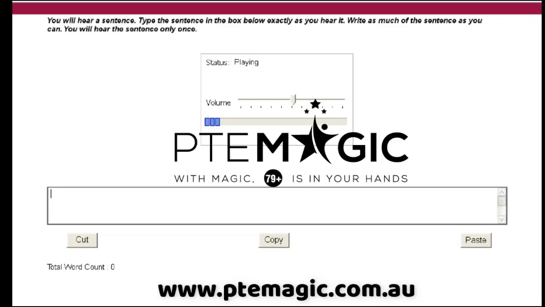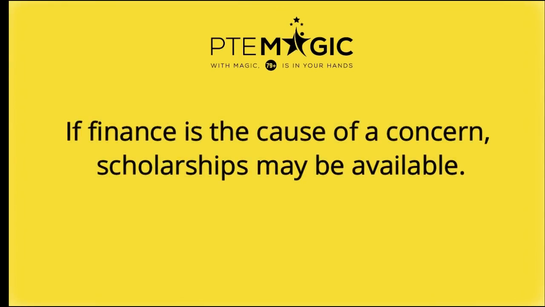If finance is the cause of a concern, scholarships may be available.